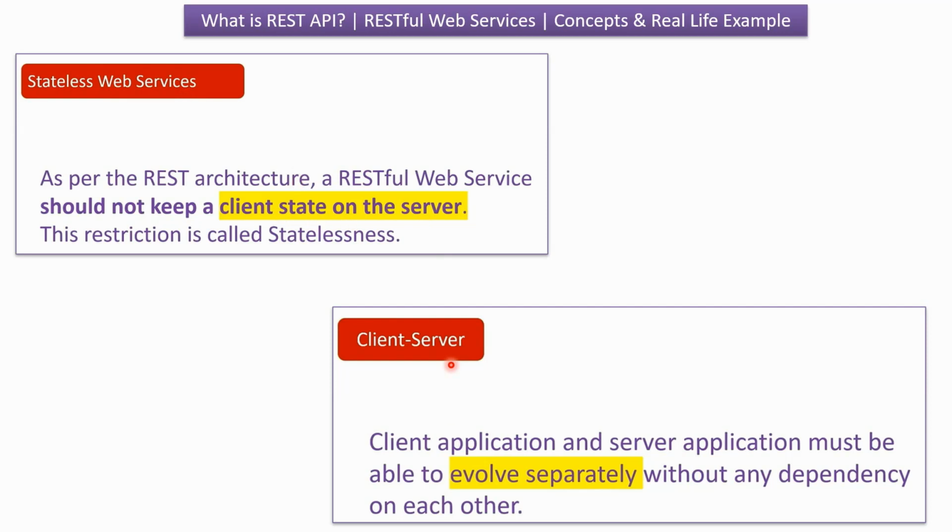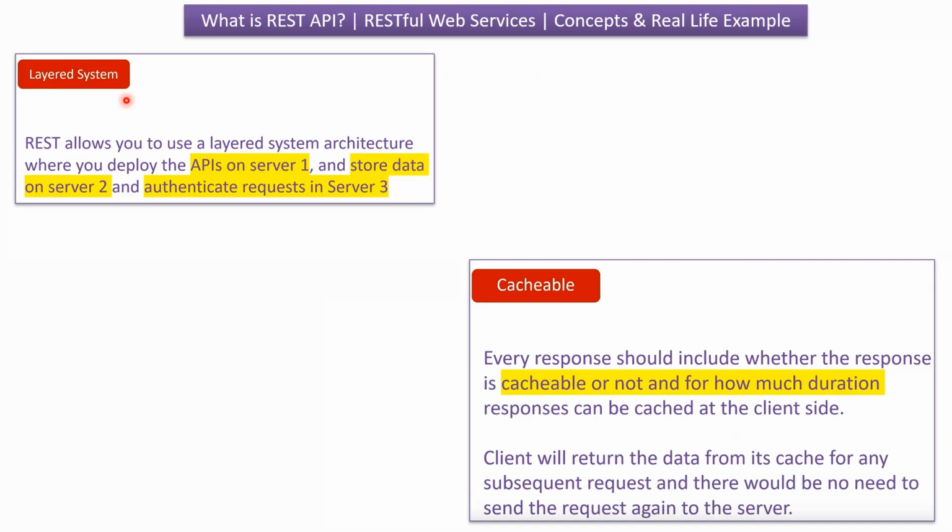Client and server, which is one of the RESTful architectural styles. The client application and server application must be able to evolve separately without any dependency on each other, which means the client application can be developed separately and the server application can be developed separately. And the client application should only know the URL of the resource.